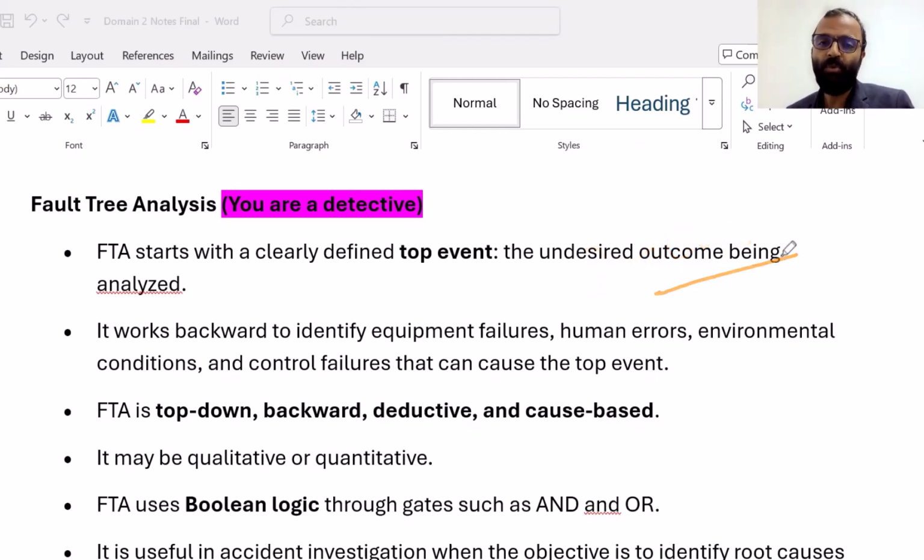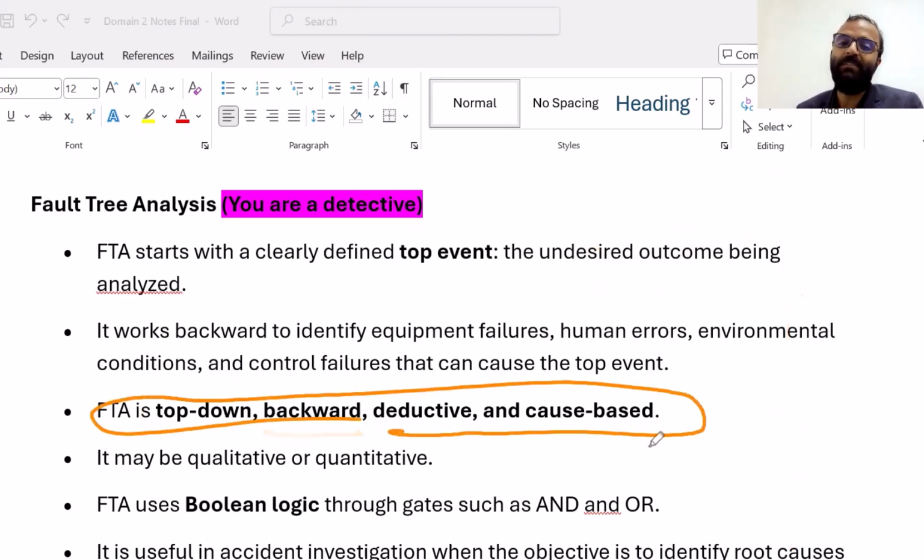When they do that, it is known as the backward approach. You are moving backward. Why is it known as top down? Because one big accident has happened, and from the top you are moving downward, asking why this has happened. So this is top down, backward, deductive, and cause based. That is your fault tree analysis.